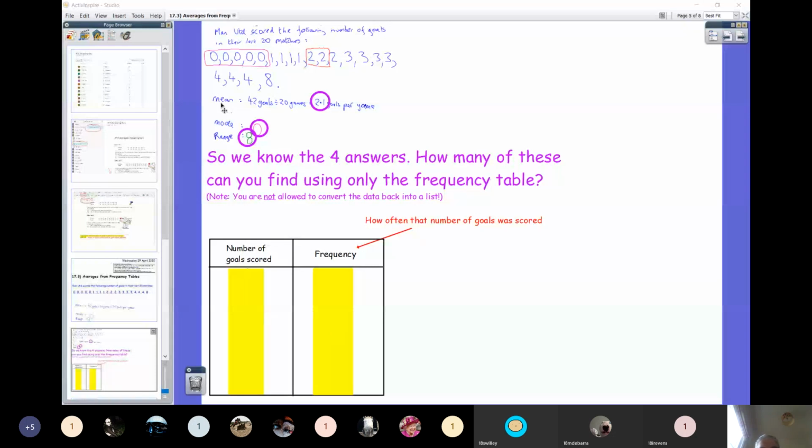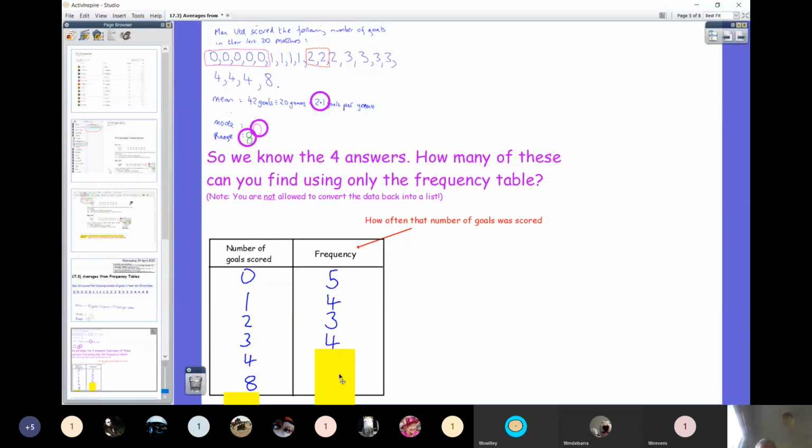So number of goals scored. Manchester United might have scored no goals, or 1 goal, or 2 goals, or 3, or 4, or 8. Those are the only numbers involved on this occasion. Now, how frequently did they score 0 goals? Well, 1, 2, 3, 4, 5 times. How often did they score 1 goal? They scored 1 goal 4 times. 2 goals, 3 times. 3 goals, 1, 2, 3, 4 times. 4 goals happened 3 times, and 8 goals happened once.